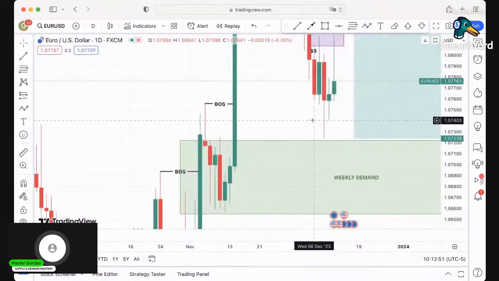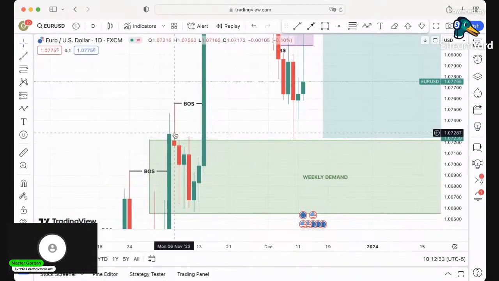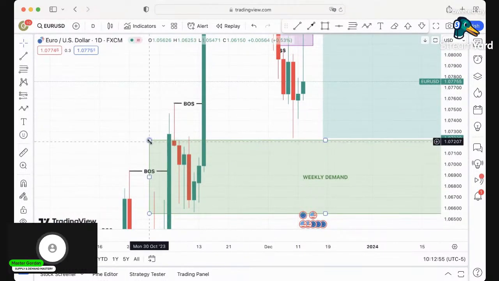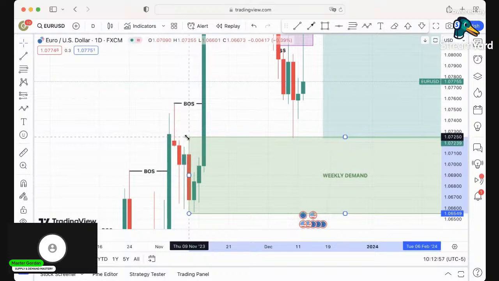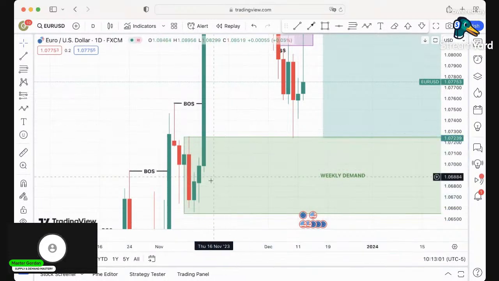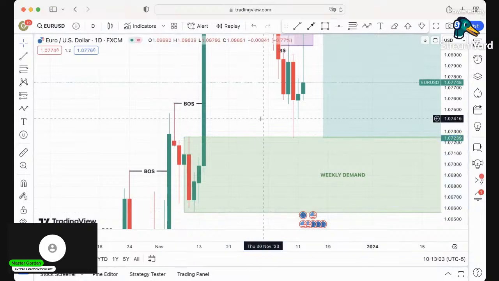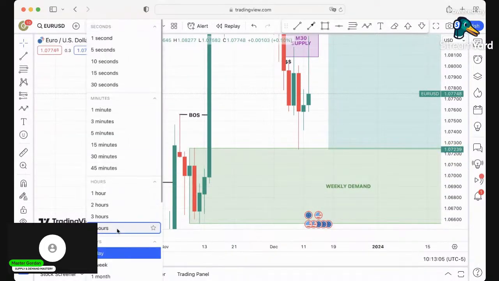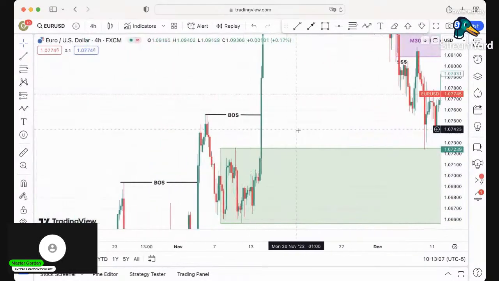This is the weekly demand zone. When you go to the daily, we find the zone. Can you see the daily? This is a daily order block. Make it sharp. Go to H4.